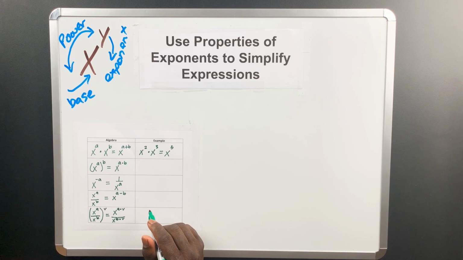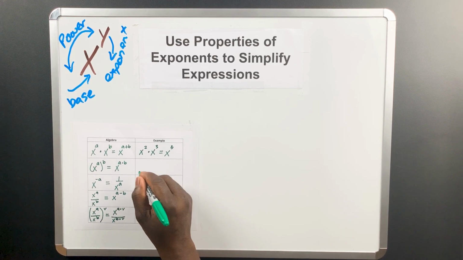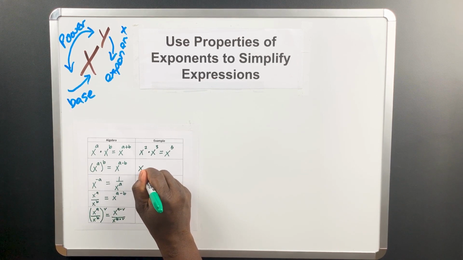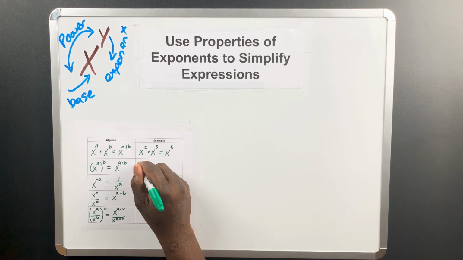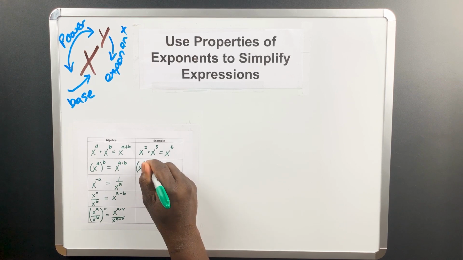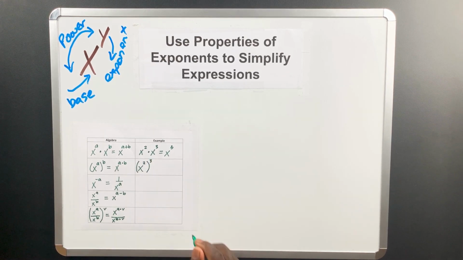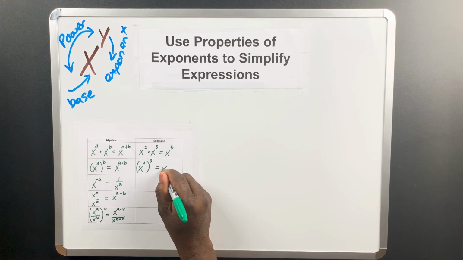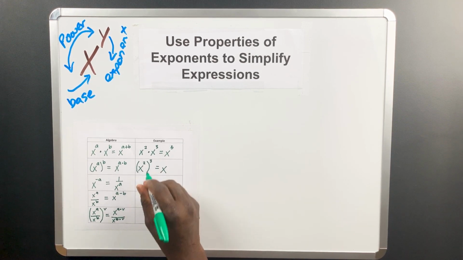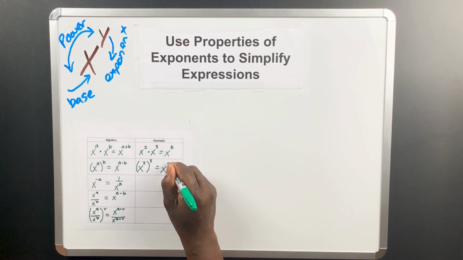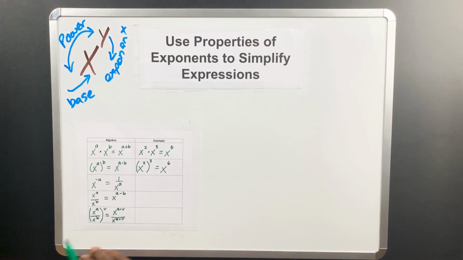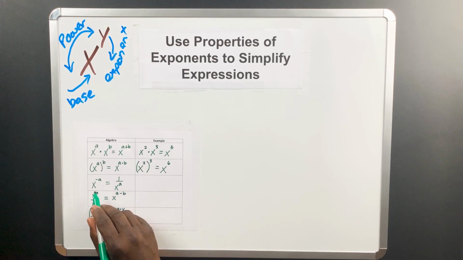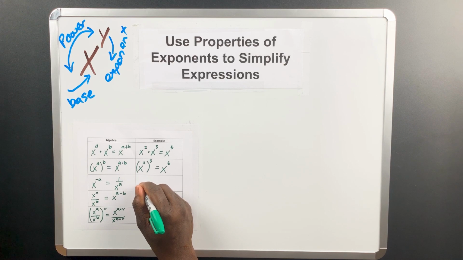Here, in this case, when we have a power raised to a power, let's say we have x to the second power, and let's raise that to the third power. In this case, we're going to keep the base, but this time we're going to multiply the exponents. So that 2 times 3 is going to give us 6. I've seen students mix these two properties up, so be very careful with that.